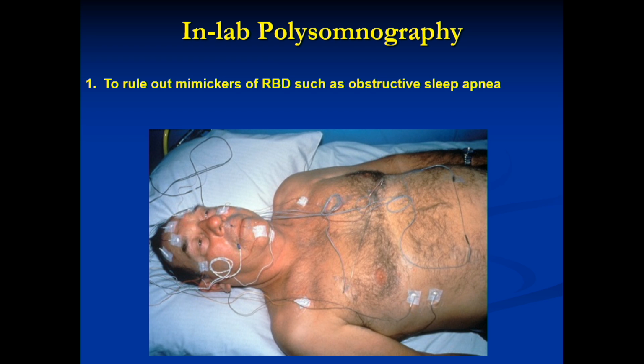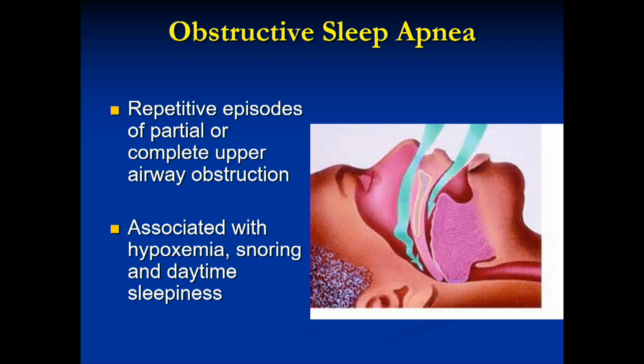And so we do a polysomnogram, a sleep study, one, to rule out mimickers. There are other things that look just like RBD. And so we want to make sure, for example, that they don't have sleep apnea. So sleep apnea can look just like RBD. So what is sleep apnea? It's a condition where people are having repetitive episodes of partial or complete upper airway obstruction. So the airway is collapsing while you're asleep. And the air can't get through, and so the oxygen levels fall. They snore, and they're sleepy during the day.